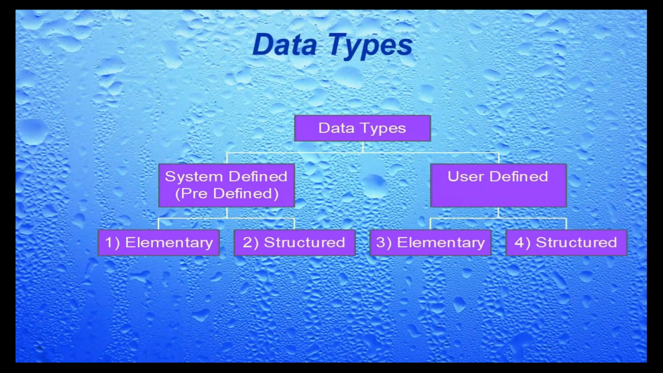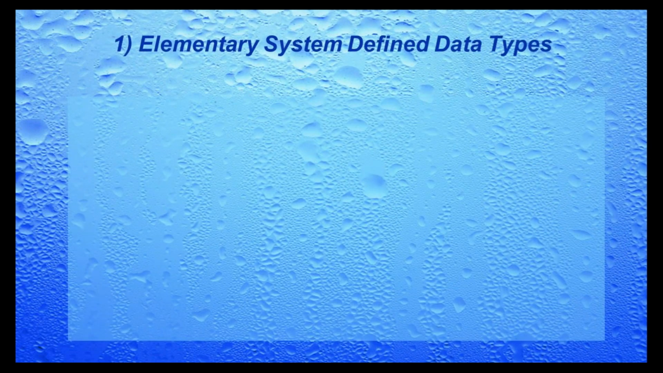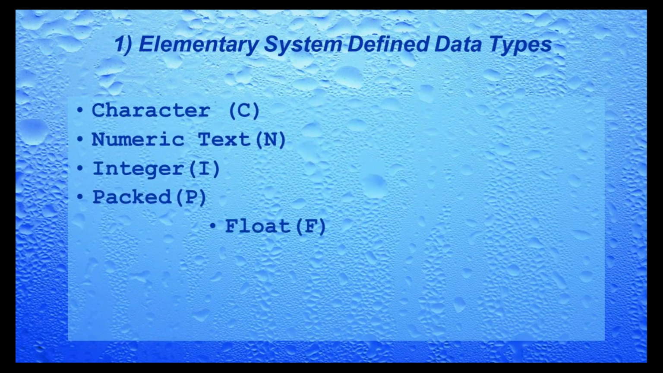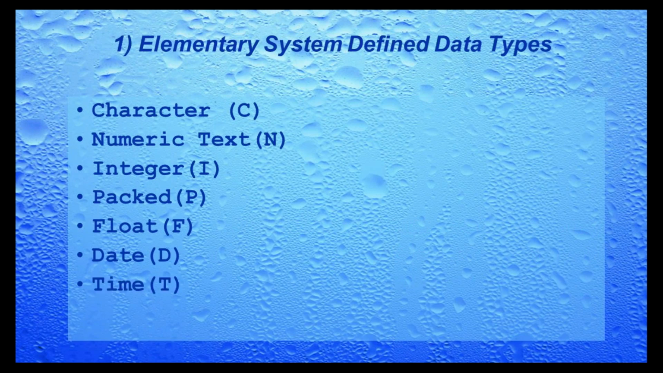Now, in data types, we'll have two types: system defined or predefined, and user defined. In system defined, again we'll have elementary data types and structure data types; elementary and structure data types in user defined as well. Now, in elementary data types, we'll have character, numeric, integer, date, float, time, and hexadecimal. These are the SAP standard data types.